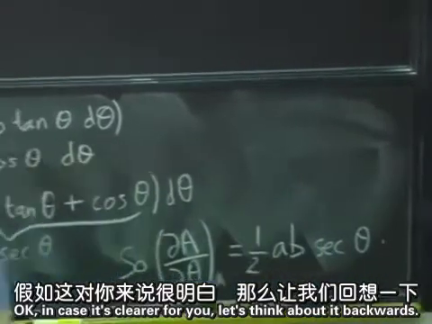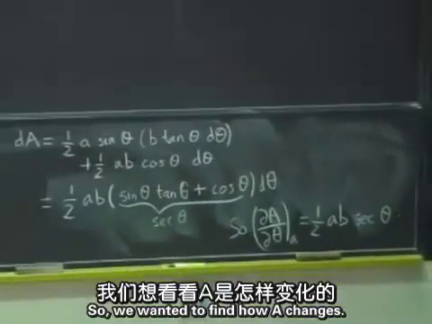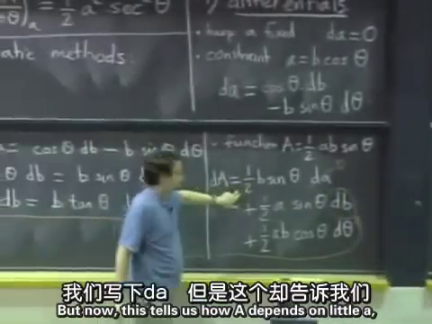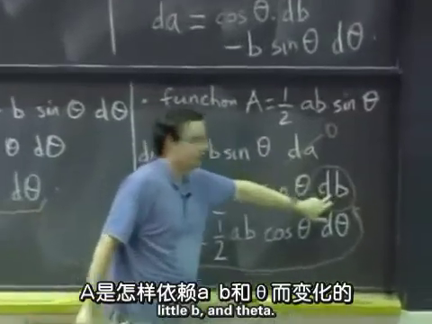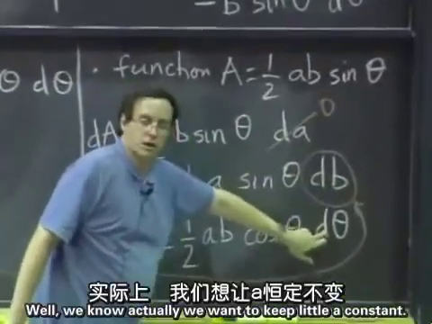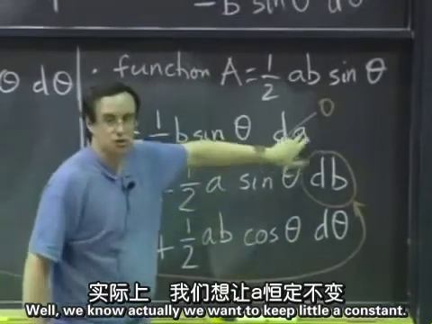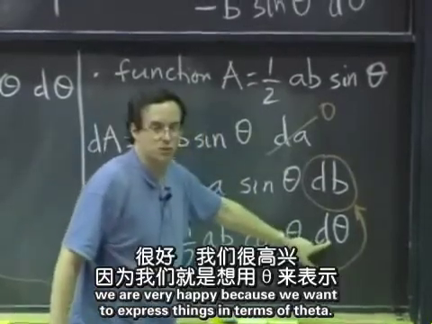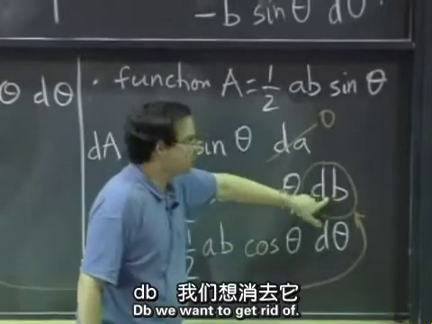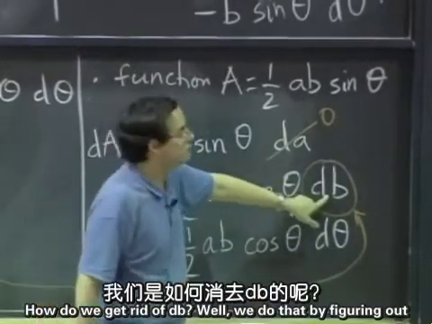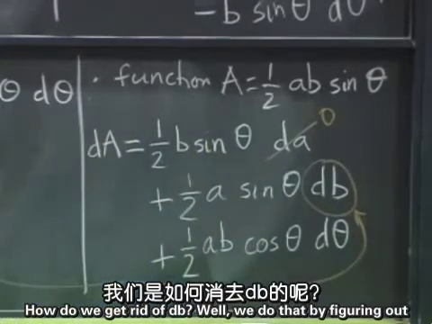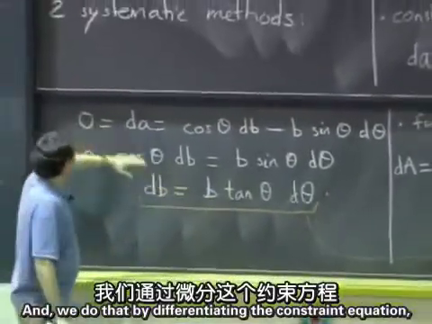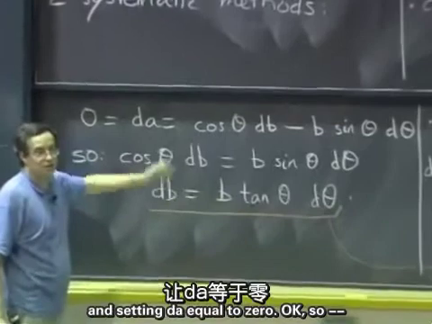Okay, in case it's clearer for you, let's think about it backwards. So we wanted to find how A changes. To find how A changes, we write dA. But now this tells us how A depends on little a, little b, and theta. Well, we want to keep little a constant, so we set this to be 0. Theta, well, we're very happy because we want to express things in terms of theta. dB, we want to get rid of. How do we get rid of dB? Well, we do that by figuring out how B depends on theta when a is fixed. And we do that by differentiating the constraint equation and setting da equal to 0.